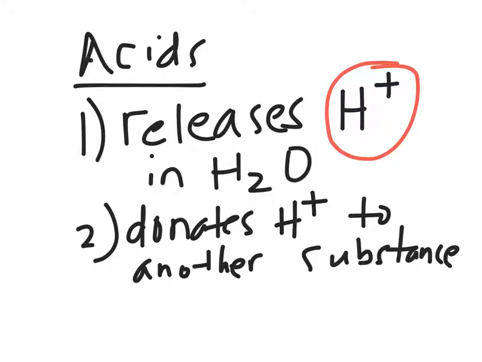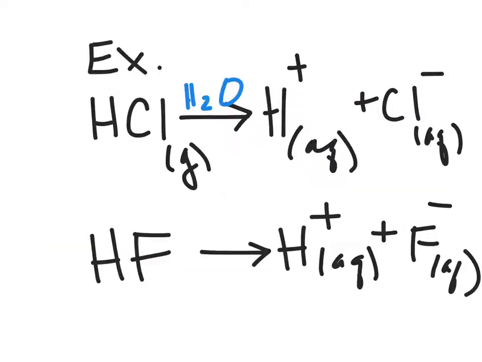The second definition of an acid is that it donates an H+ to another substance. We'll look at that one a little bit more closely in the other prep activity that you're going to do. But for now, let's focus on definition number one. So here's a couple of examples.